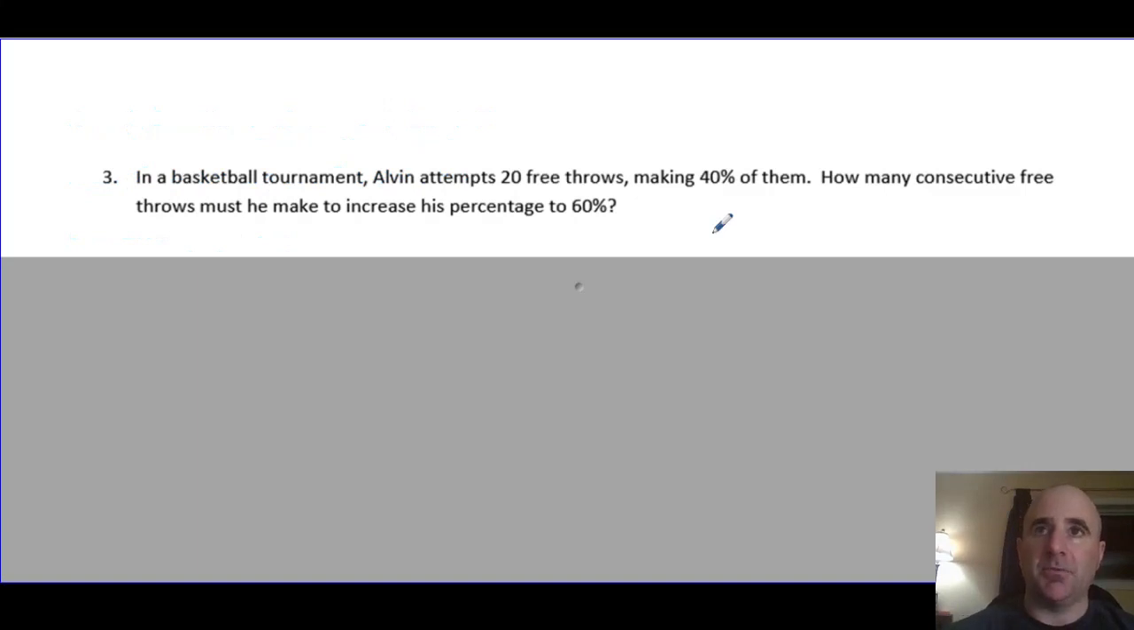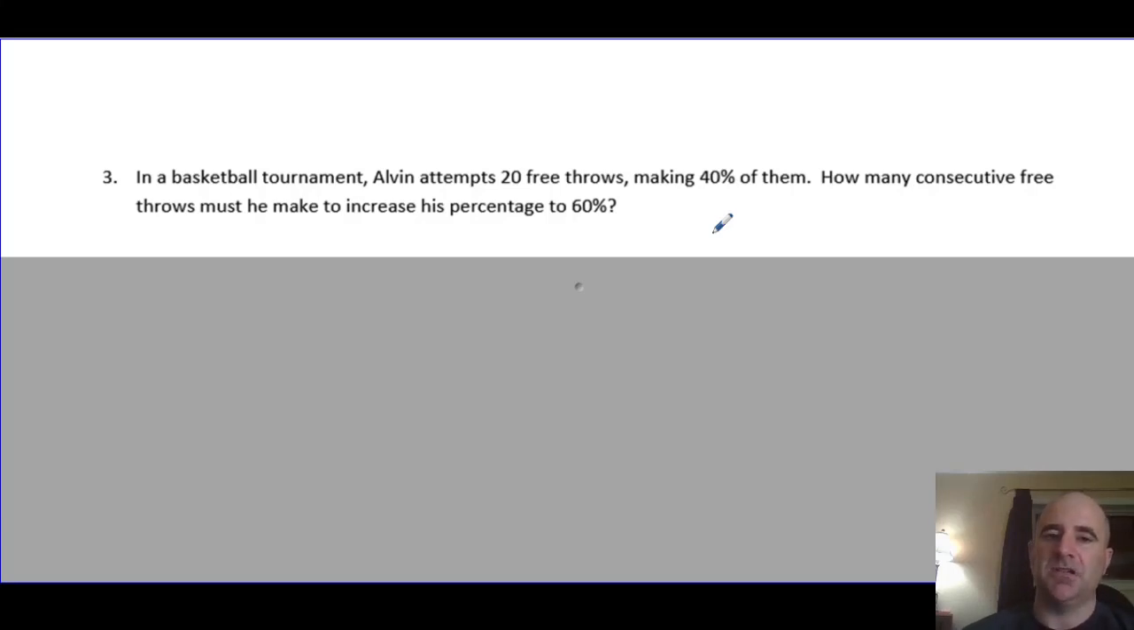Now we'll move on to a couple word problems, and these can be tough if you haven't seen them before. They're definitely challenging. In this example, we have Alvin, who's attempted 20 free throws. So in basketball, of course, when you take a foul shot, we sometimes call that a free throw. And he's made 40% of them.